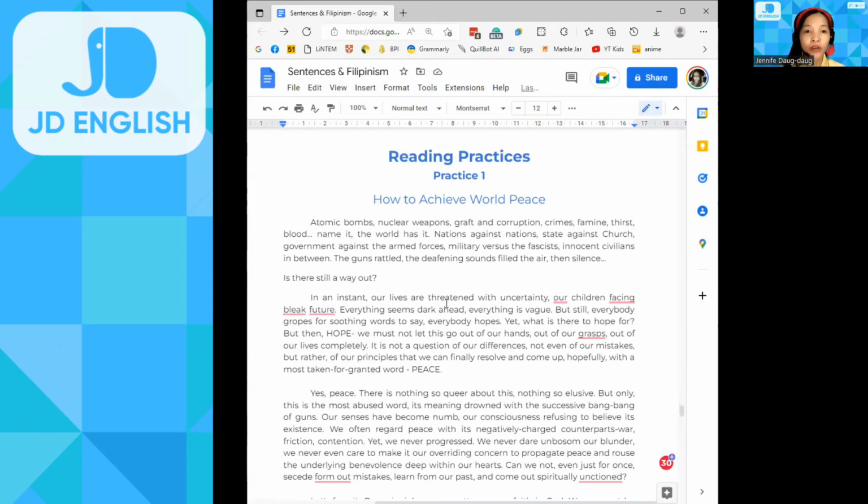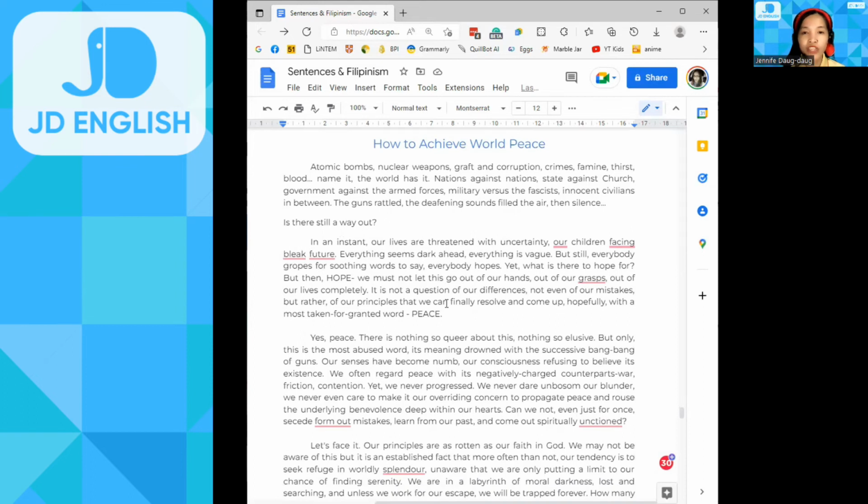How to achieve world peace. Atomic bombs, nuclear weapons, graft and corruption, crimes, famine, thirst, blood. Name it. The world has it. Nations against nations, state against church, government against the armed forces, military versus the fascists, innocent civilians in between. The guns rattled, the deafening sounds filled the air, then silence. Is there still a way out?